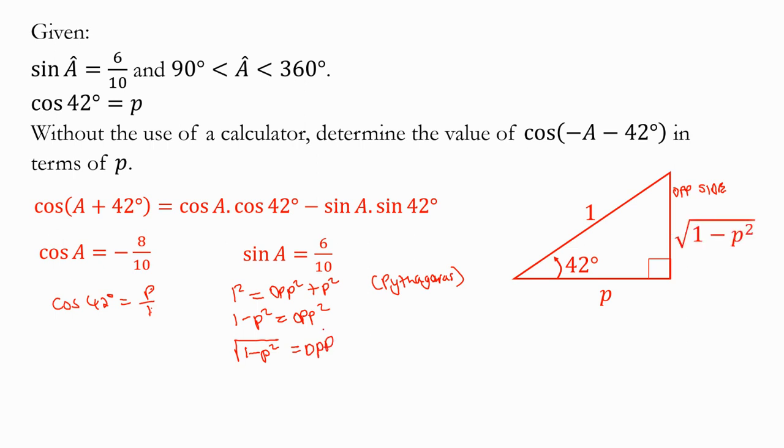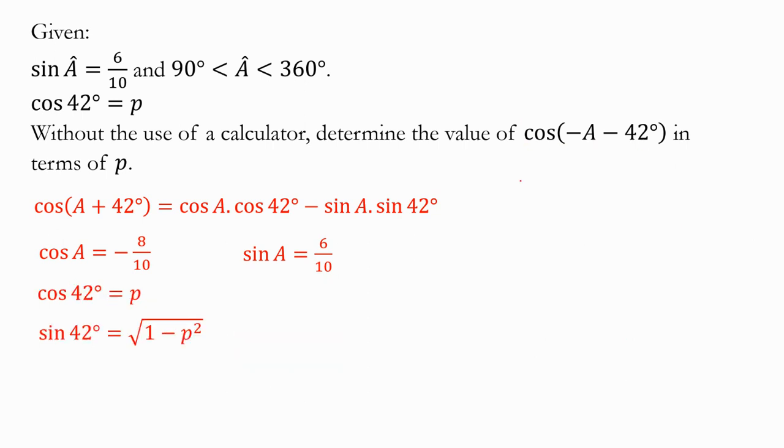So the opposite side there is the square root of 1 minus p squared. So what is sine 42? It's going to be the square root of 1 minus p squared over 1, which is basically the square root of 1 minus p squared. Then what is cos 42? It's p over 1, which is basically p. So we have cos 42, which is p, and sine 42, which is the square root of 1 minus p squared. Now we have everything we need to simplify or to determine this expression.